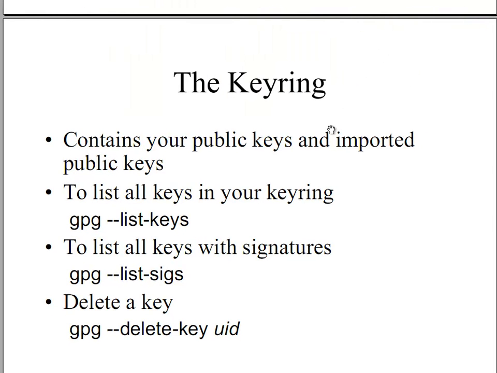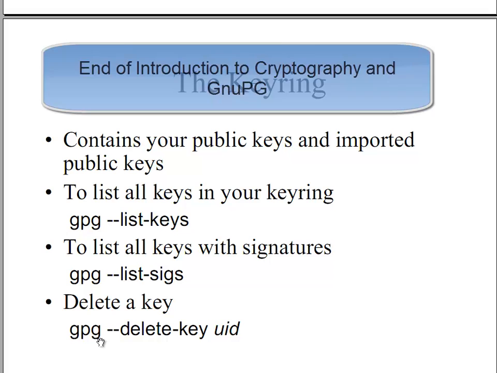So we know we have a public key ring, and we've imported a single public key. If we want to list all the keys in your key ring, we use gpg --list-keys, and it shows all the keys including your secret keys. If we would like to see all the keys with the signatures, that is, the keys that other people have signed to indicate a level of trust in the authenticity of the key, we can type --list-sigs. If for some reason we want to delete a key, that is, it's no longer being used, we can use this command here.